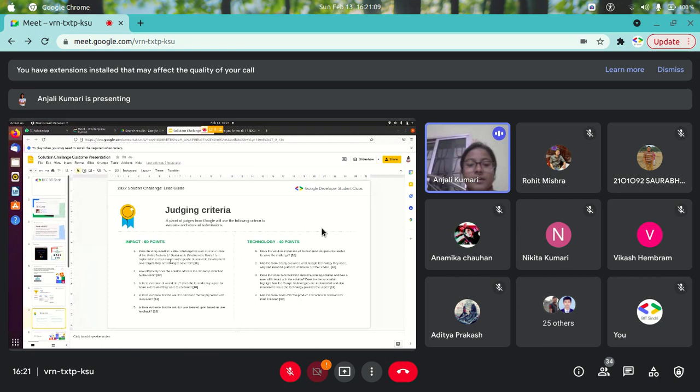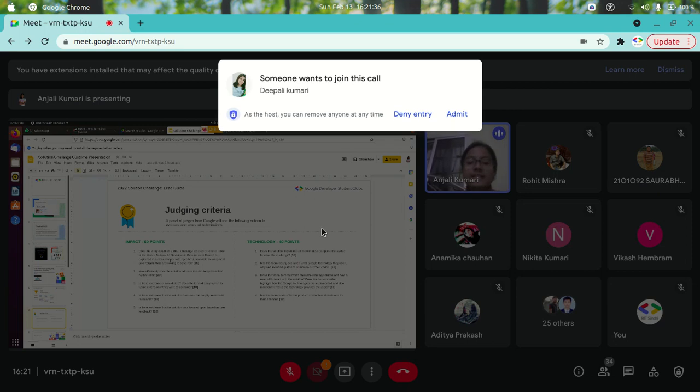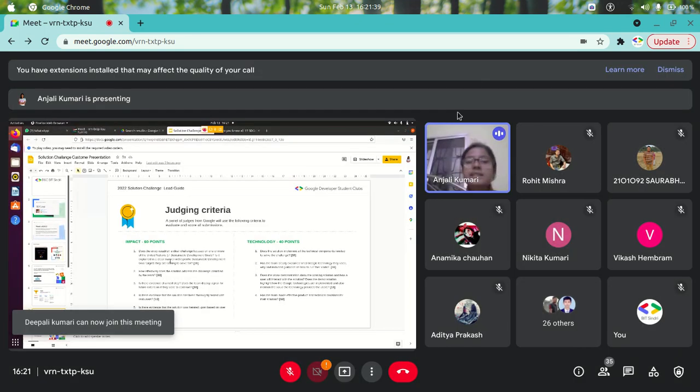The first point is, does the entry establish a clear challenge focused on one or more of the United Nations 17 Sustainable Development Goals? Your hack should be solving one or more of the United Nations 17 Sustainable Development Challenges. The second point is, how effectively does the solution address the challenge identified by the team? The 17 Sustainable Development Goals are the broad category, and if you deep dive into these categories, you will see a lot of problems faced by people these days.